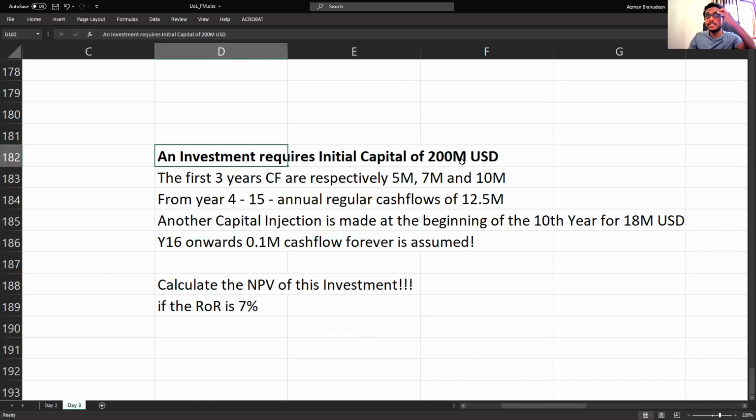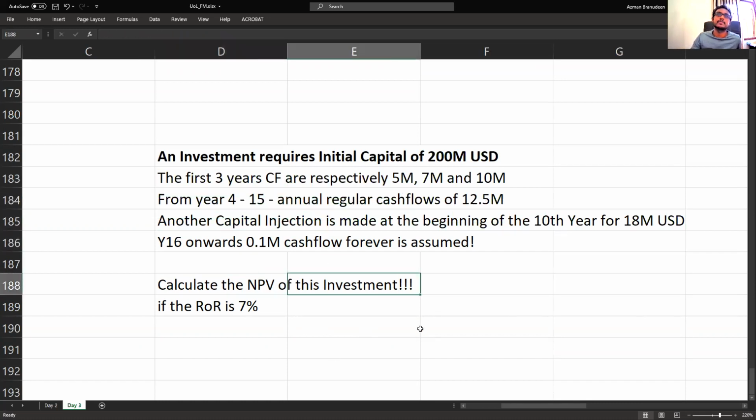So initial investment is 200 million. Beginning of year 10, there's another 18 million that goes in. From year 4 to 15, sure. First 3 years, sure. 16, sure. Calculate the NPV. There we go.